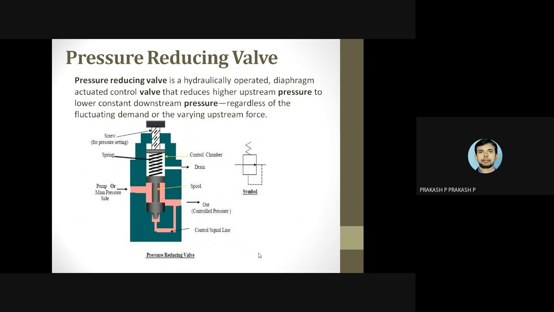You can see that at the bottom there is a control signal line. There is an inlet and an outlet pressure control. With the help of the screw, we can adjust the pressure. There is a spring attached to that screw, and at the bottom a poppet is attached. You can see the main pressure side and the inlet side. With the help of the pump, we pump the oil from the reservoir directly into the pressure reducing valve, and we can control that pressure with the adjusting screw.